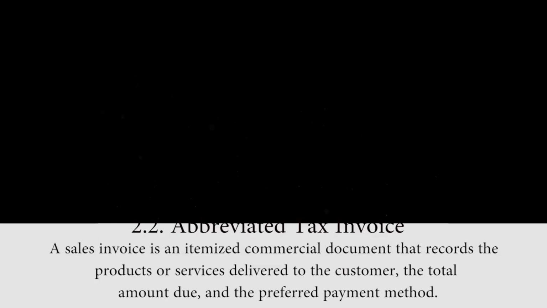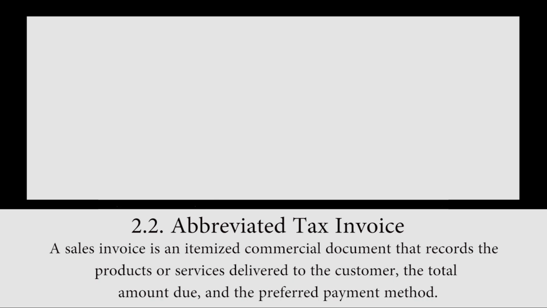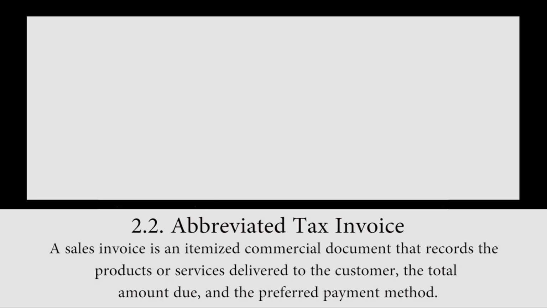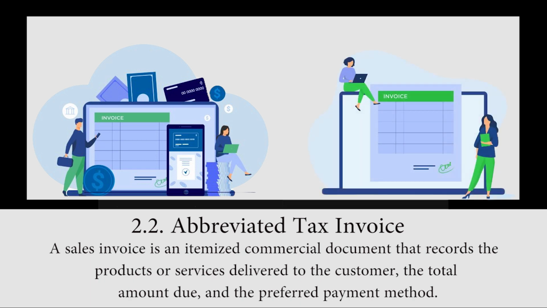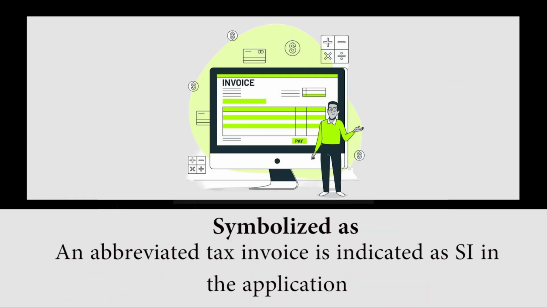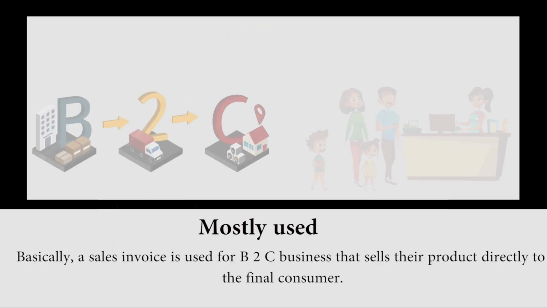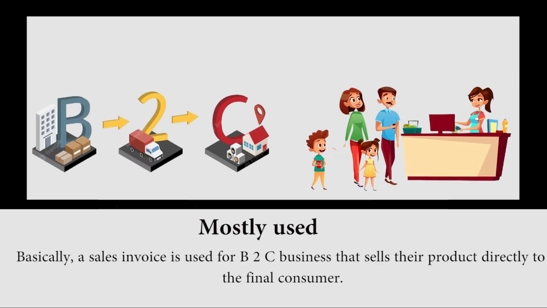The second type of invoice is an abbreviated tax invoice, which is also known as a sales invoice. A sales invoice is an itemized commercial document that records the products or services delivered to the customer, the total amount due, and the preferred payment method. It is symbolized as SI in the application. Basically, it is used for B2C business that sells their product directly to the final consumer.